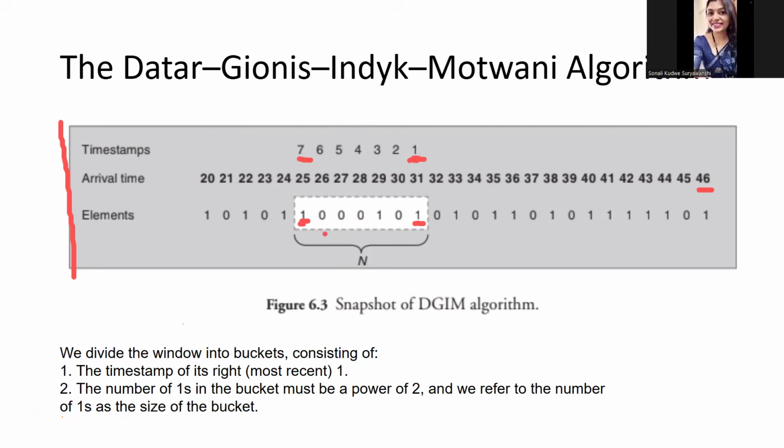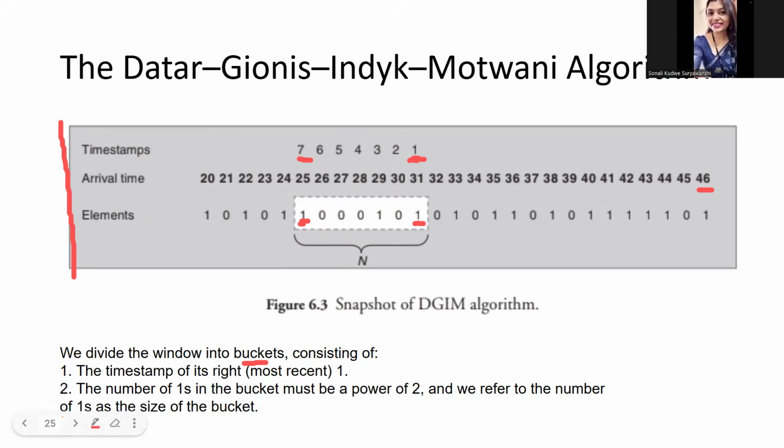Now, we need to create such windows because this is continuously flowing data. And from these windows, we're going to estimate the number of ones. For example, in this window, the number of ones is 3. But how do we estimate that? For that, we need to understand the concept of buckets.